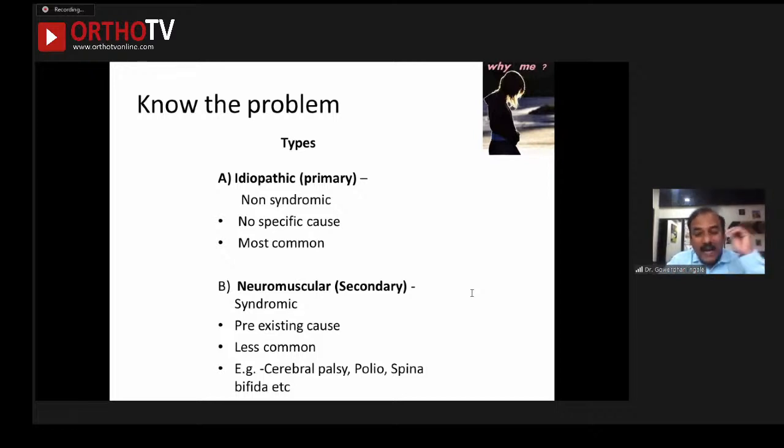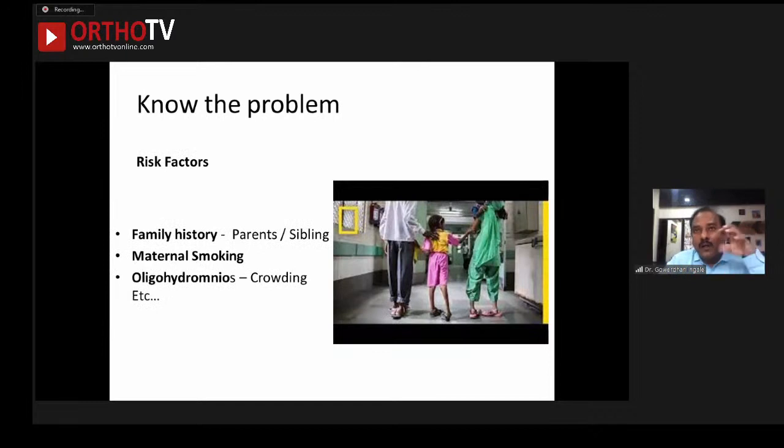So if the child has that, then we have to take the history in detail and know if the child's parents or someone in the family has a clubfoot issue, or a sibling has an issue, or there are some syndromic issues in the family, or is it a consanguineous marriage or something like that. So we have to first plan on the history part of it.